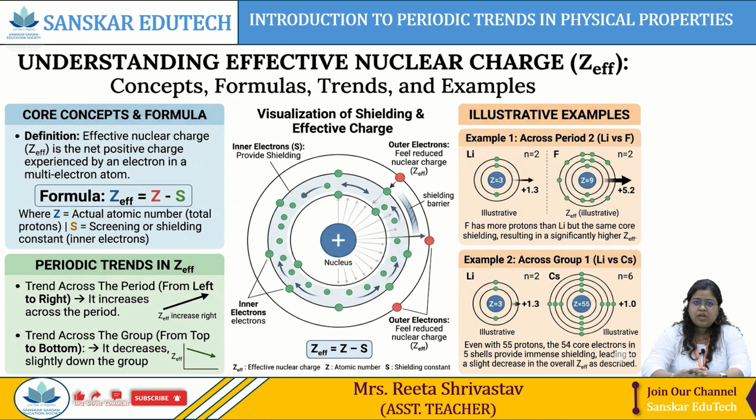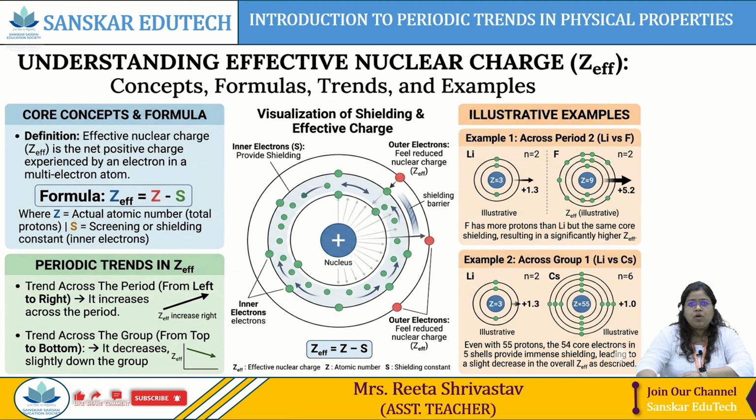Why does it increase across the period as we move from left to right in the periodic table? This happens because there is an increase in the number of protons. Why is there an increase in Z effective when we move from left side to right side of the periodic table? Because there is an increase in the number of protons. Now, if we see the periodic trends, we have to see across the period and down the group. Across the period means from left side to right side of the periodic table, and down the group from top to bottom of the periodic table.